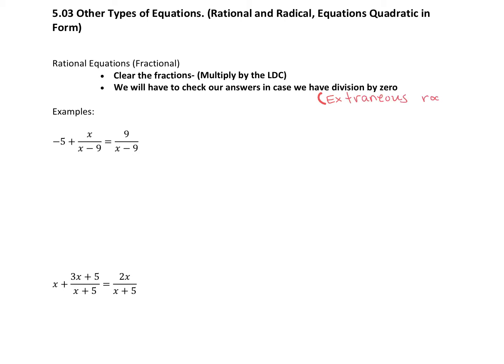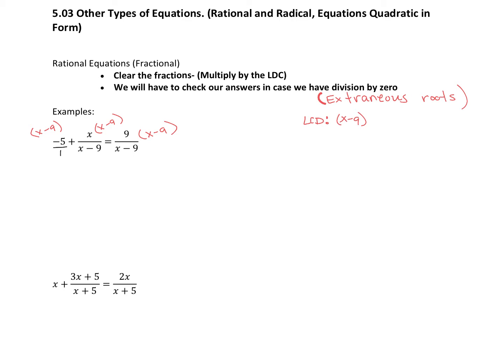So let's take a look at this first example. How do you find a least common denominator? Well, in this case, our least common denominator is x minus 9. I'm going to put this minus 5 over 1 because, in my opinion, as long as I have fractions, I want everything to be represented as a fraction. So I am going to now multiply by my least common denominator, which in this case is x minus 9. And just for ease, I'm going to write it next to each piece rather than trying to write it as a distribution.